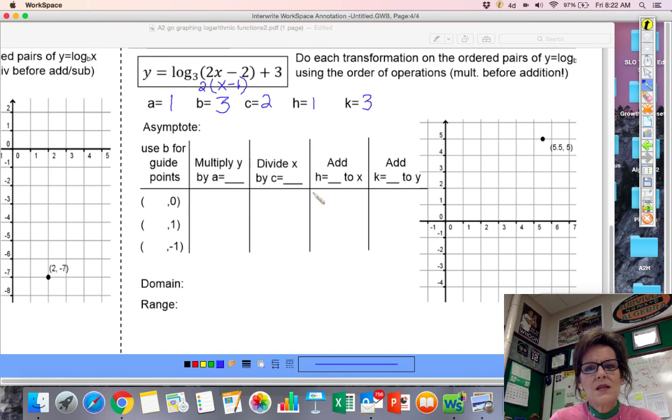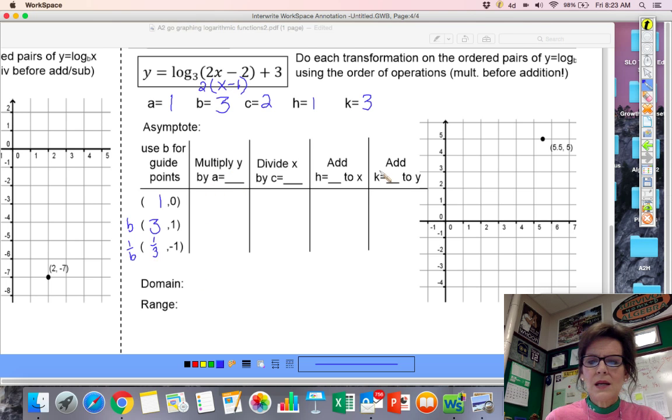So let's use these in our little graphic organizer to go in, find our guide points. Remember, the mother function goes through 1, 0, then it goes through b, 1, and in this case, our b is 3, and then it goes through 1 over b, -1, so that would give us 1/3.